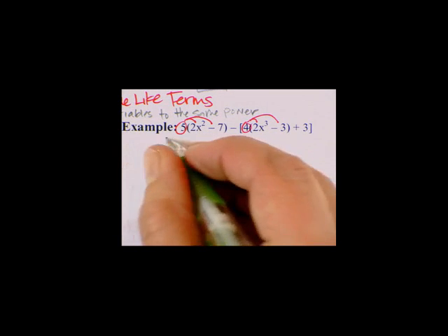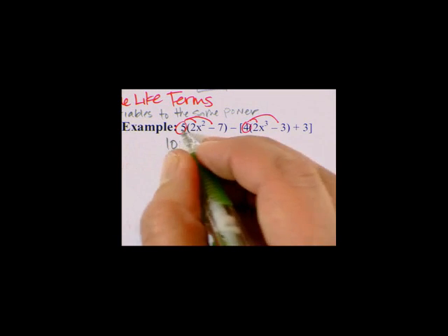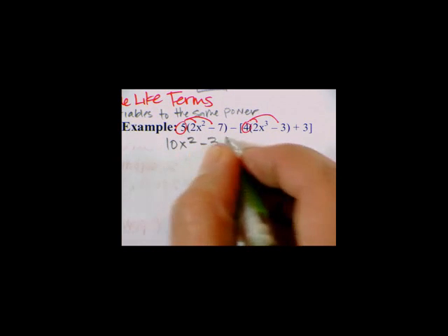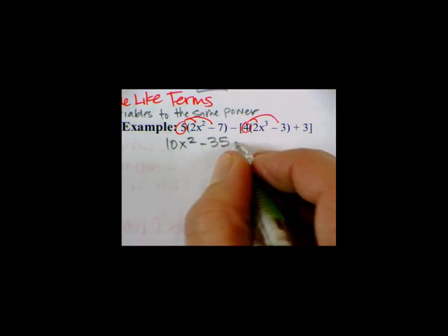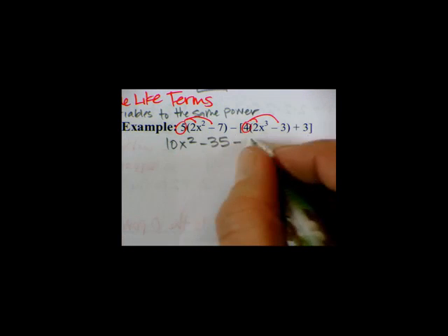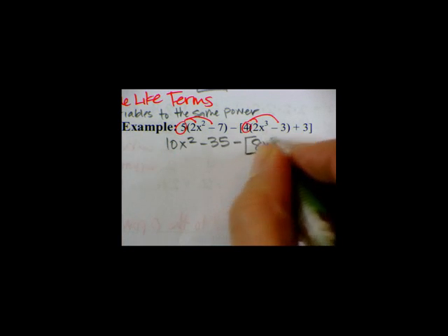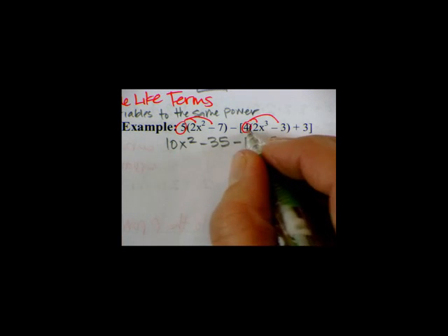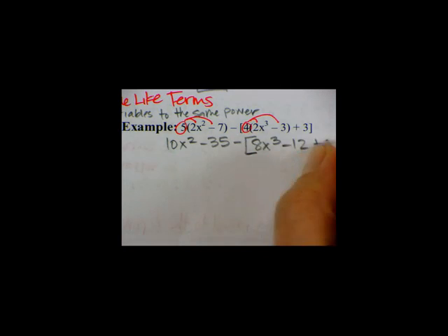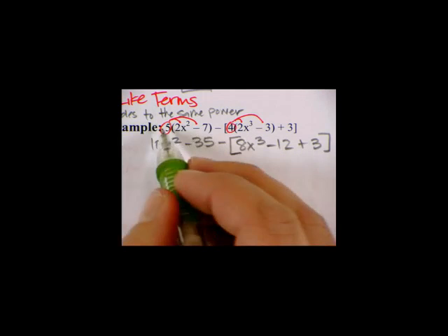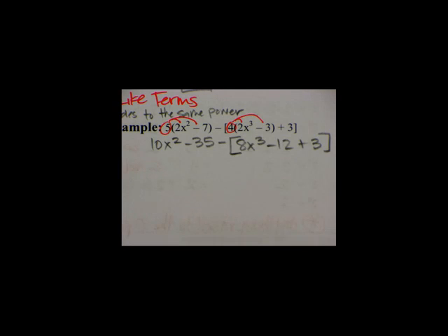5 times 2x squared is 10x squared. 5 times -7 is -35. Minus, I'm keeping these brackets, 4 times 2x cubed is 8x cubed. 4 times -3 is -12 plus 3. After you distribute, you don't need the parentheses anymore.